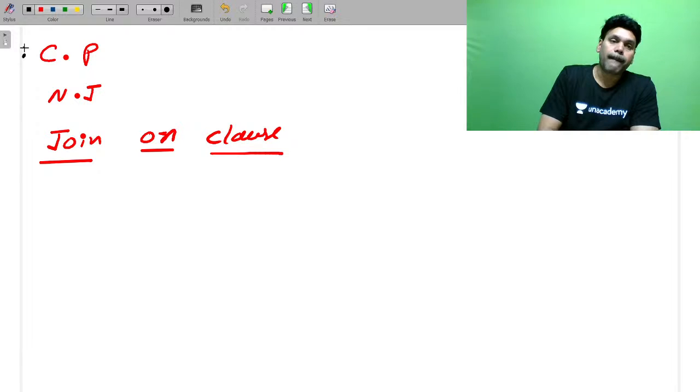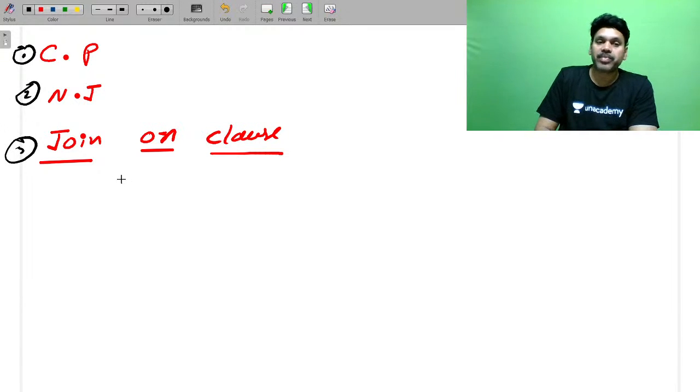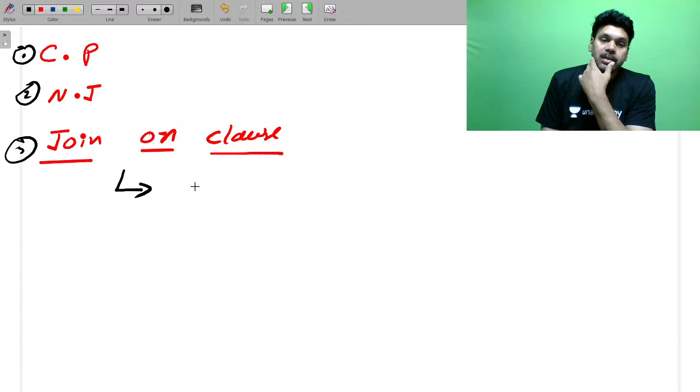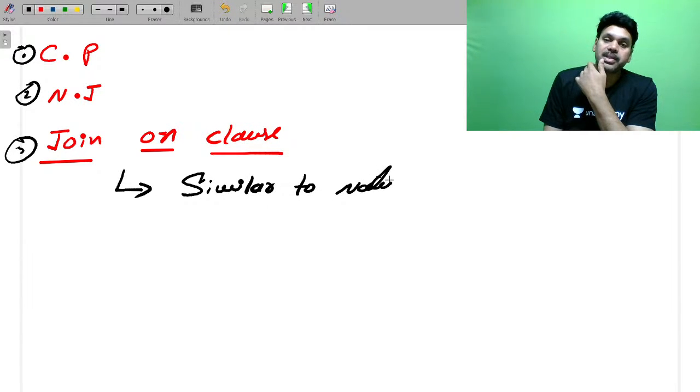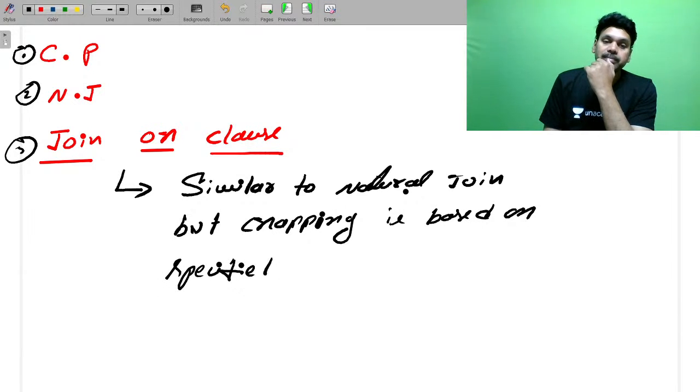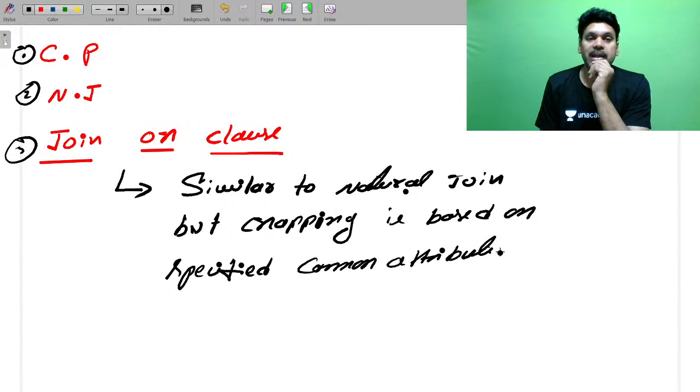So what is this clause? This clause is saying in such a way, similar to natural join, but strictness is reduced. How? Mapping can be based on a specified common column. Mapping is based on a specified common attribute. So this is how you can have some relaxation to your natural join.